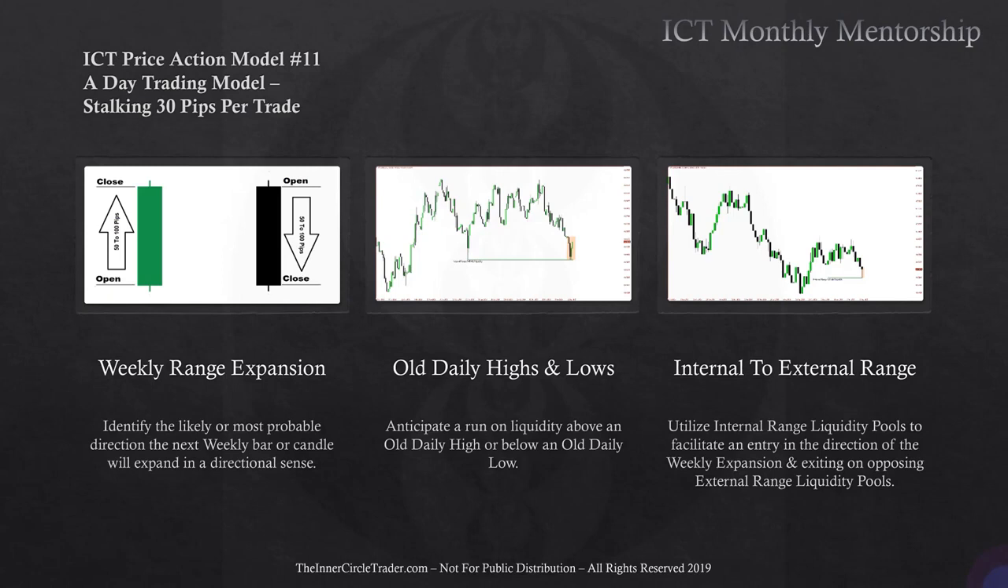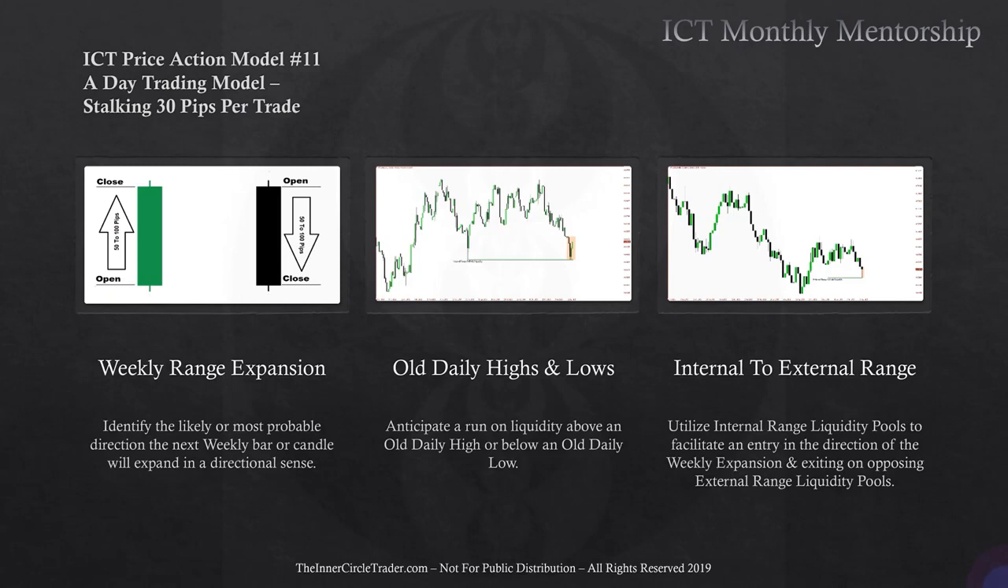Obviously, the benefit of looking for a weekly expansion, like most of the models were looking for that. This one targets old daily highs and lows, and this is one that's going to repeat a lot too. You can see a lot of setups form over the week with this because daily highs and lows have a lot of built-in liquidity.